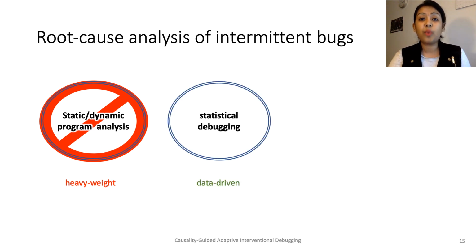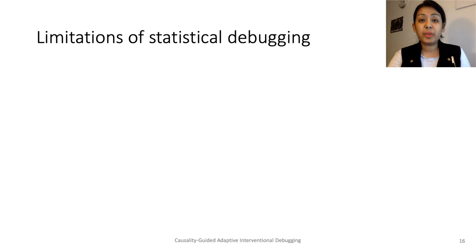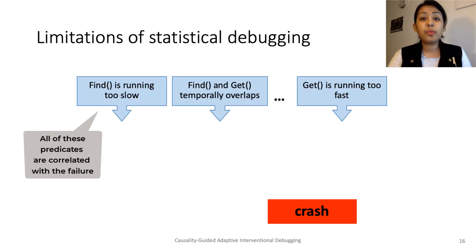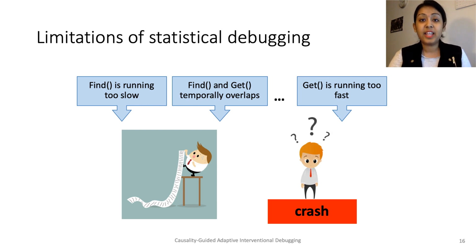Statistical debugging is one such data-driven technique that partially addresses our problem. It reports predicates that are highly correlated with failure as potential root causes. But statistical debugging is based on just correlation, and all of us know that correlation doesn't imply causation. Specifically, there are two main limitations of statistical debugging. First, it produces a long list of correlated predicates and ultimately relies on the developer to investigate this long list of predicates manually. And second, it does not explain how a root cause triggers the failure.